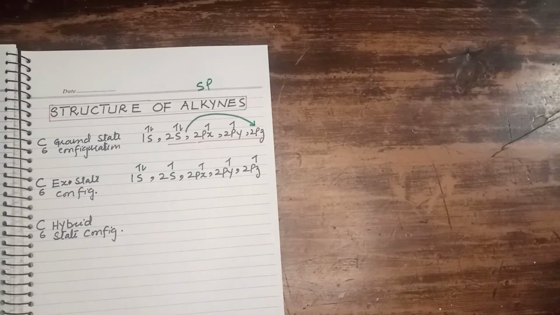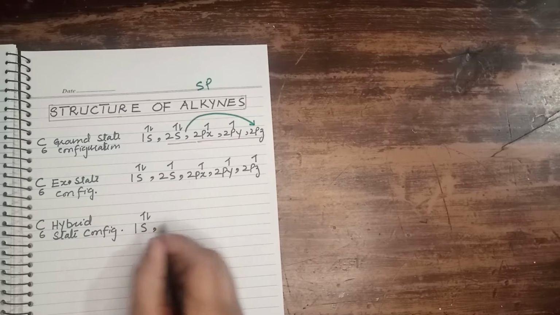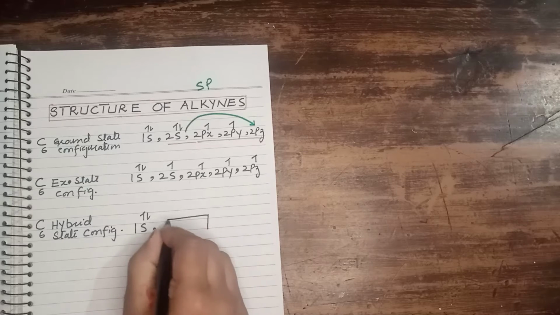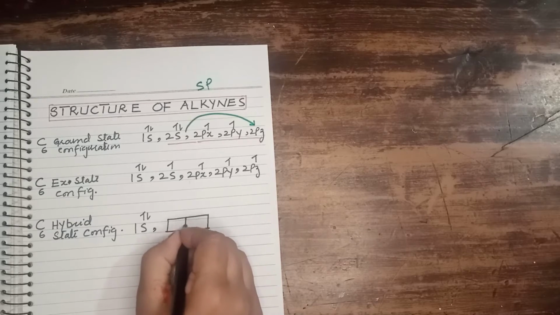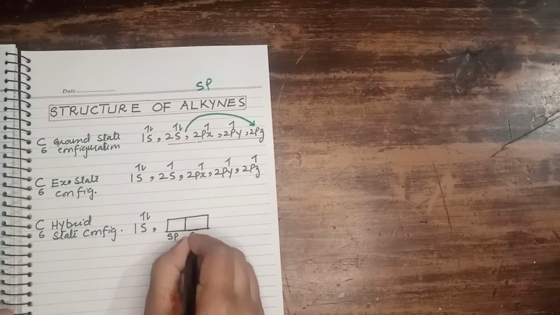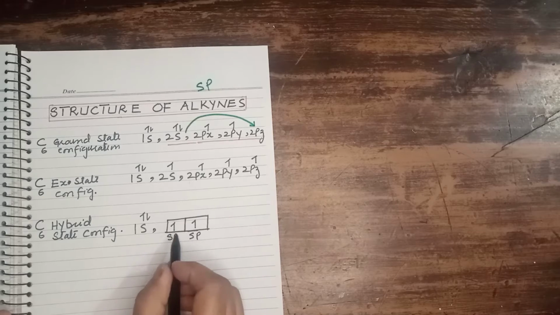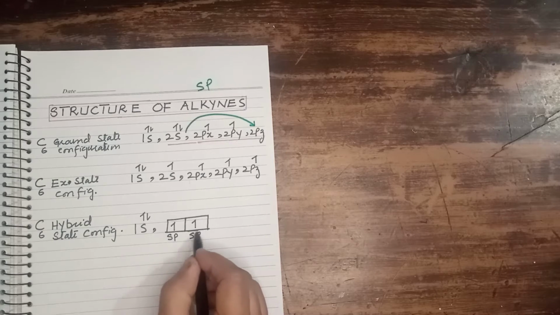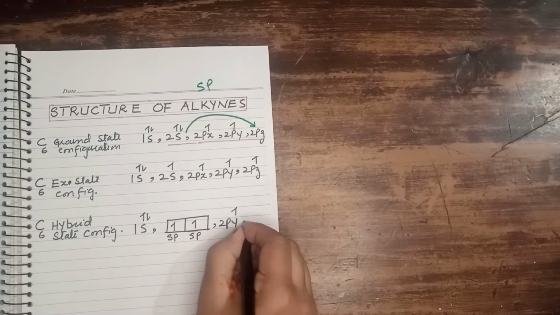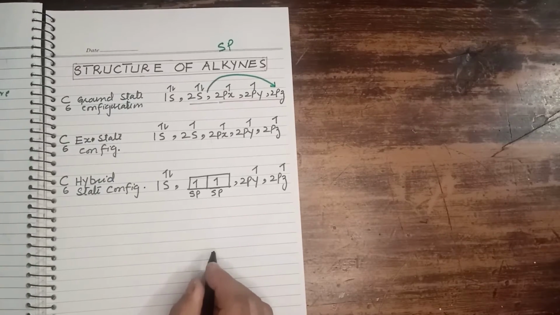So what is the hybridized state configuration of carbon? In 1s2, 2 electrons are there, right? While 2s and 2px will intermix. 1s and 1p, so the mode of hybridization is sp. 1 electron in one sp orbital and 1 electron in another sp orbital. 2py and 2pz do not participate in hybridization, right? Now students, we draw their orbital structures.